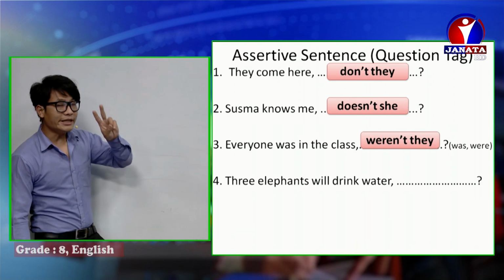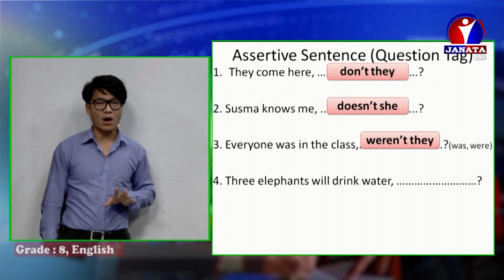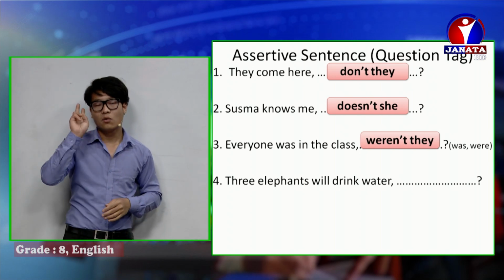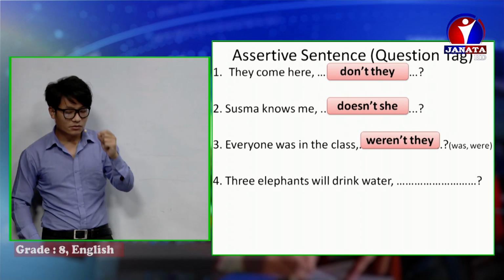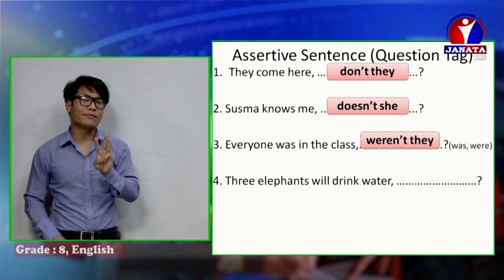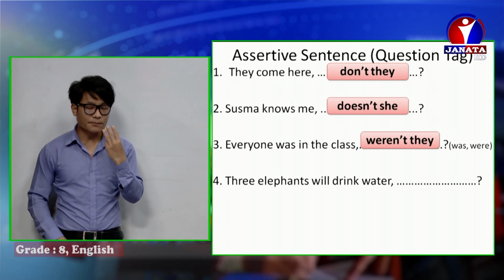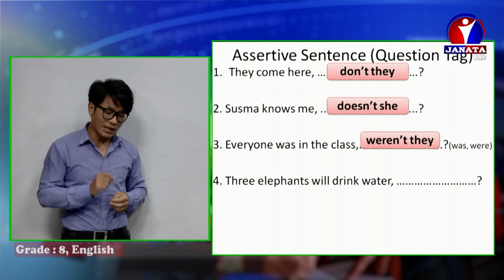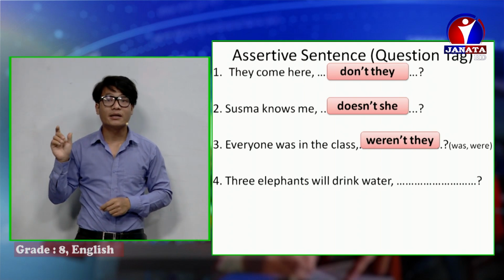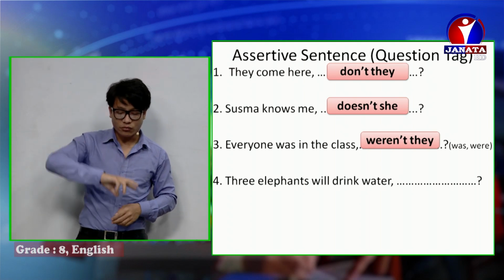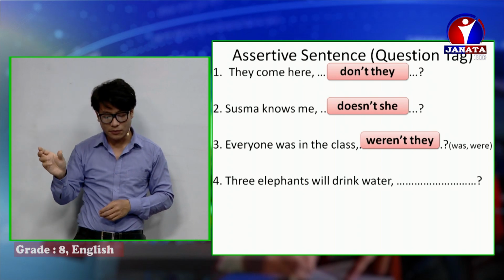Next, three elephants will drink water. So you can see the subject. The subject is three elephants. So this is a plural noun. I have told you that plural nouns should be changed into the pronoun they. So three elephants changes to the pronoun they.